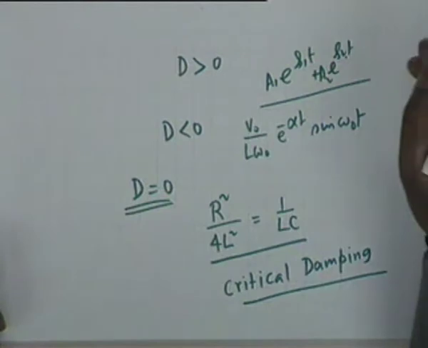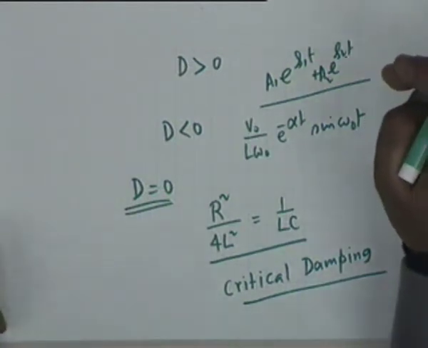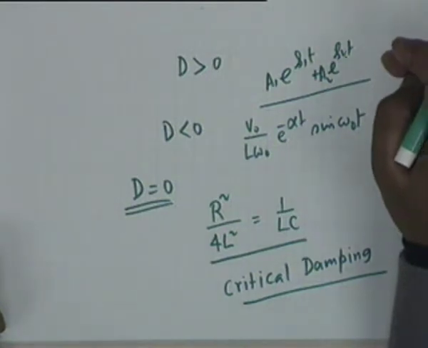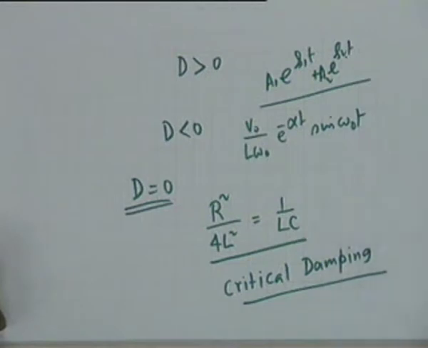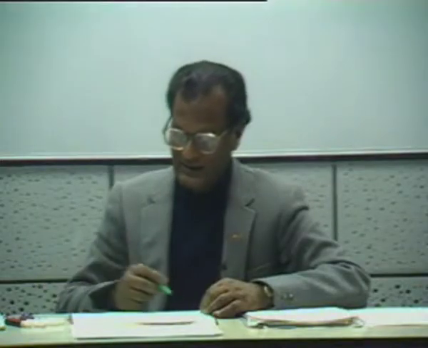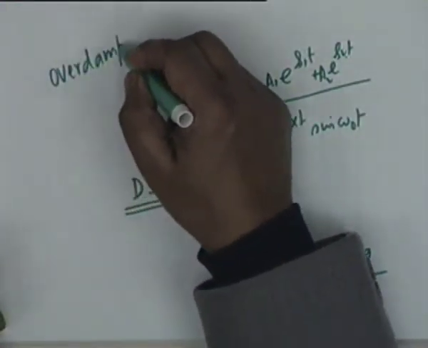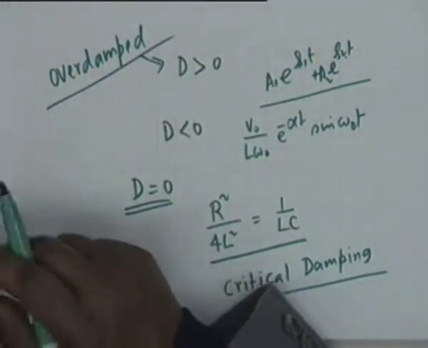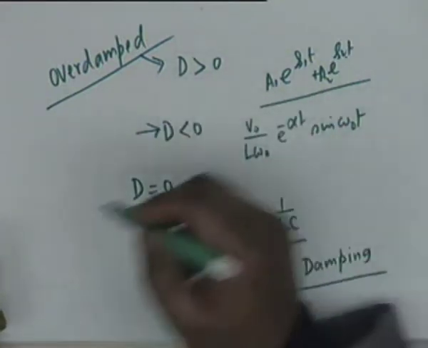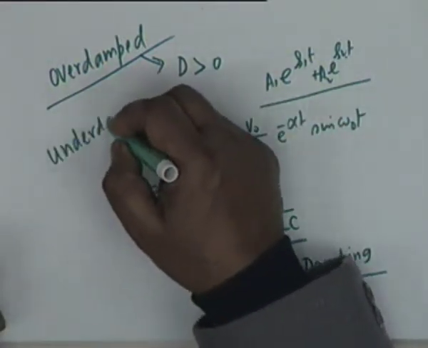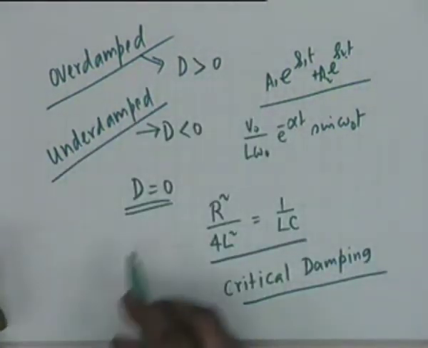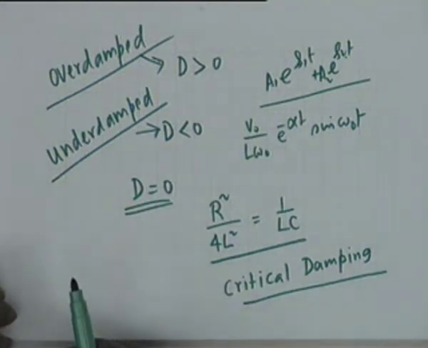Critical damping, that is, if the damping is slightly less, then there shall be what? There shall be oscillations. Alpha is the damping coefficient. If the damping is slightly more, there shall be no oscillations. And therefore, this case D greater than 0 is called an overdamped case. Overdamped means no oscillations in the natural response, and naturally D less than 0 should be called an underdamped case. All right, underdamped case, and D equal to 0 is the so called critical damping case. Critical damping determines the boundary between oscillations and no oscillations.